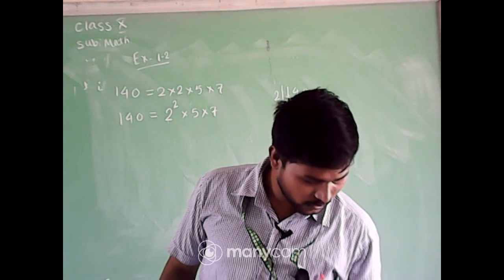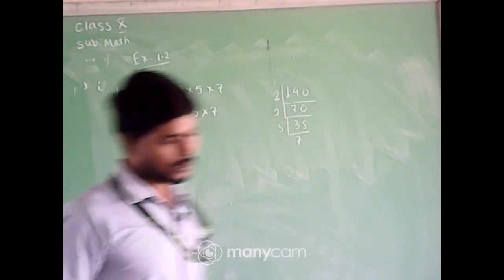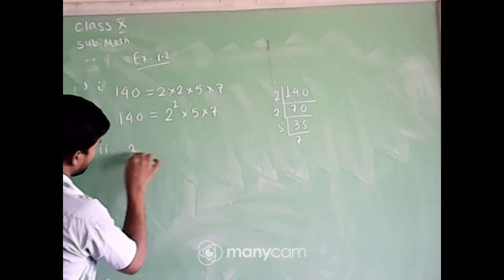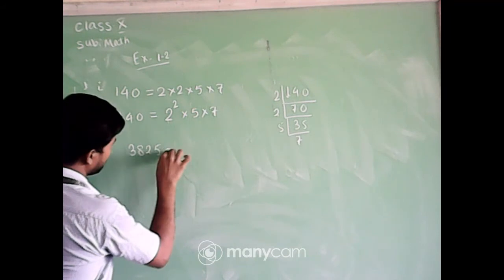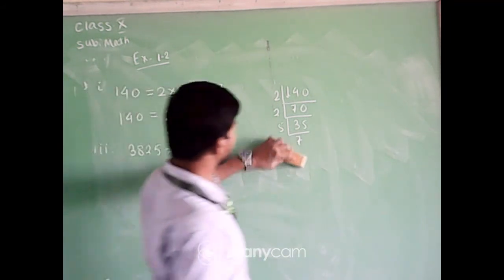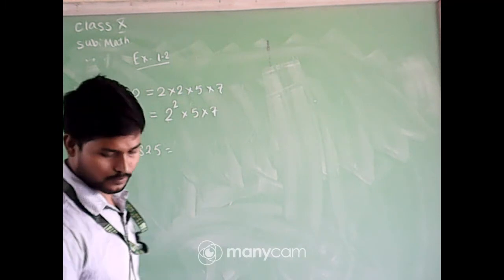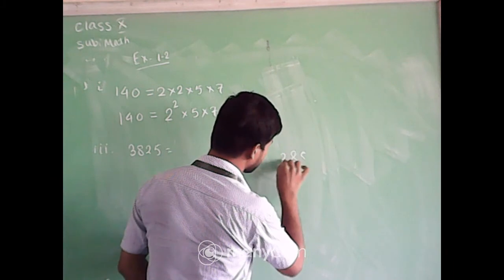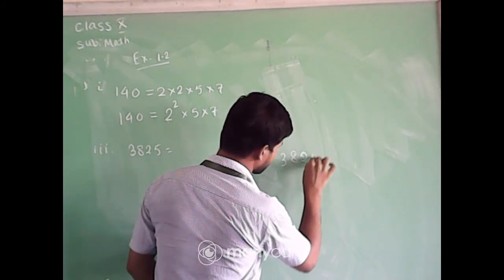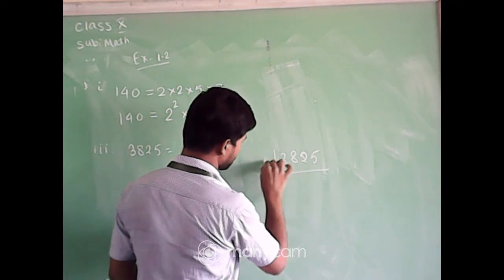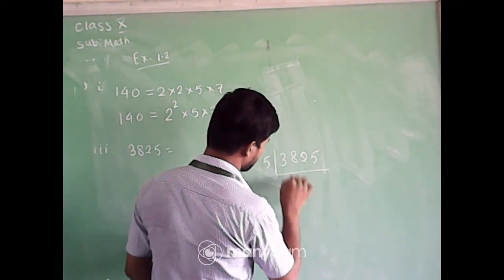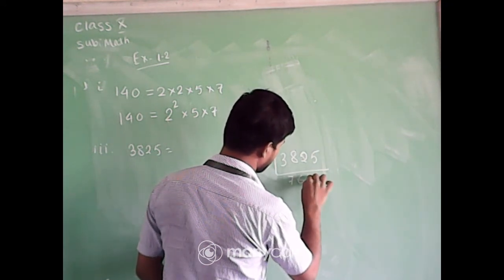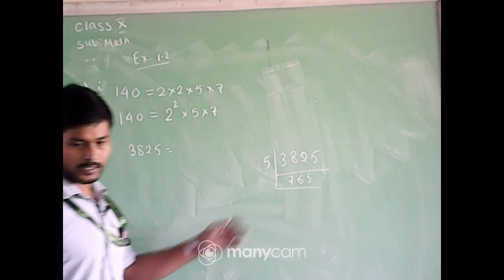Now write question number 3. 3825, question number 3. Express 3825 as a product of primes. So find the factors of 3825. Like this, find the factors.